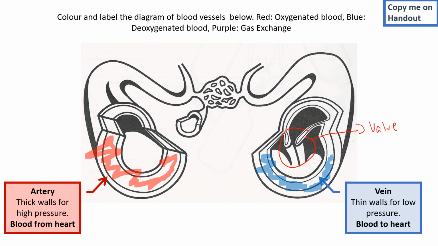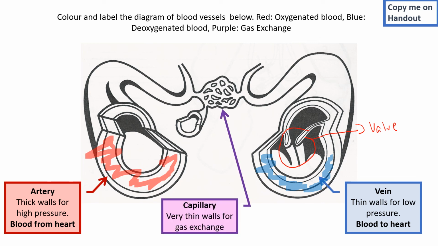And then our third key blood vessel that we have is our capillaries, very, very thin walls. And we have this for gas exchange. And we're just going to highlight this in purple.